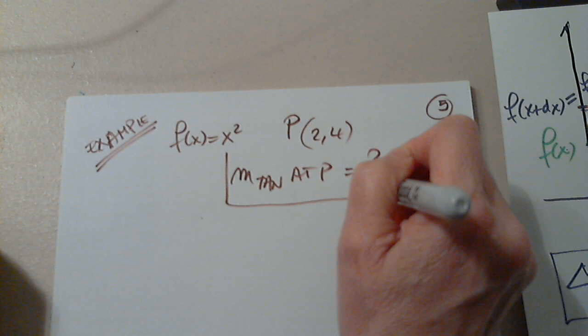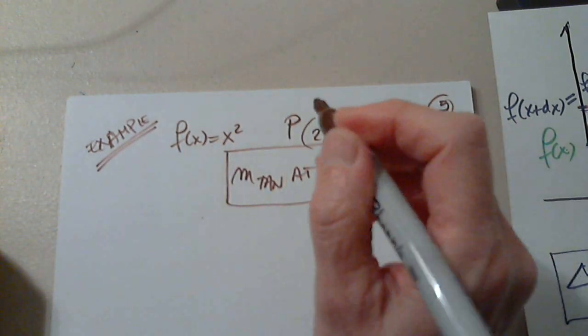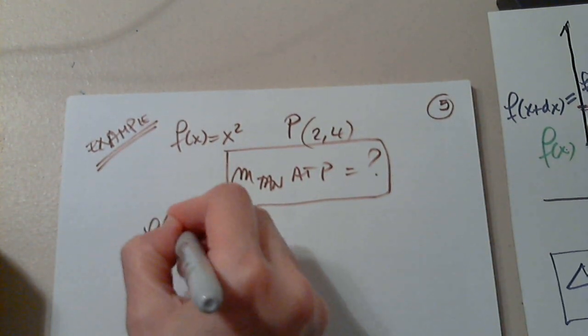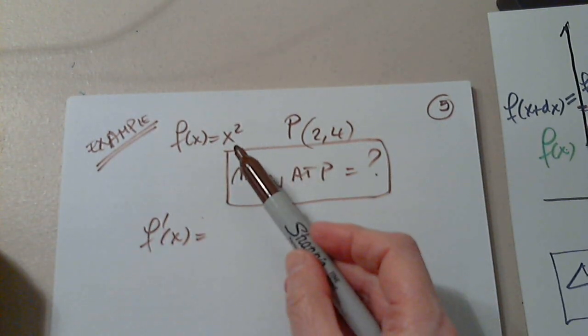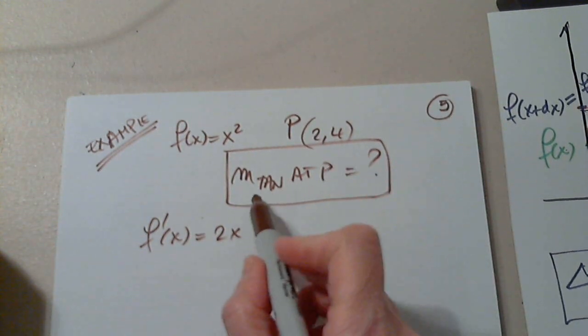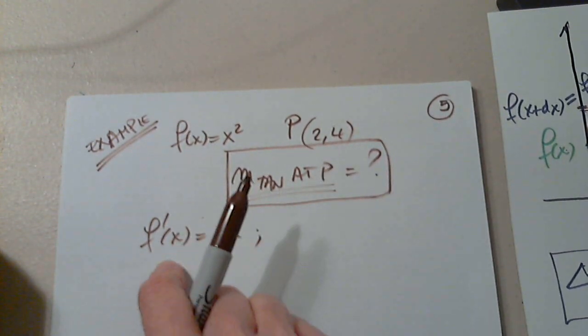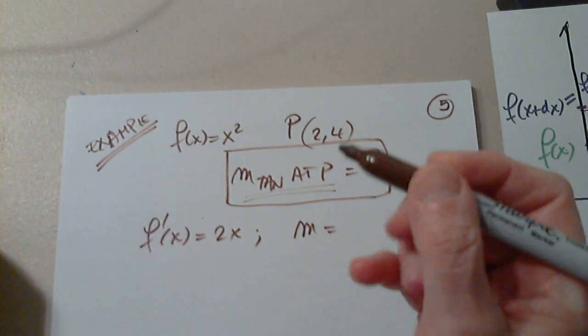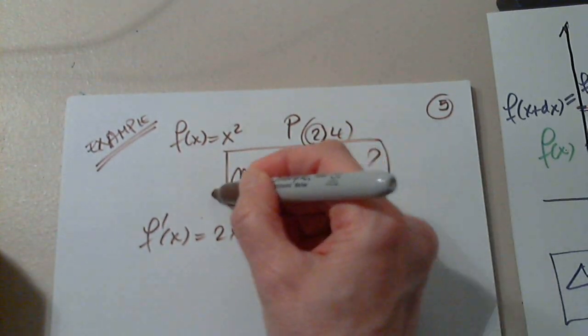That's all we want. We don't want to find the equation. I just want to find the slope of the tangent at P. What do I need to do? Find f prime. Very good. So can anyone give us f prime? 2x. Very good. And then, how do I find the tangent at P? I have f prime. How do I find it? Plug in 2. Exactly. Plug in 2.